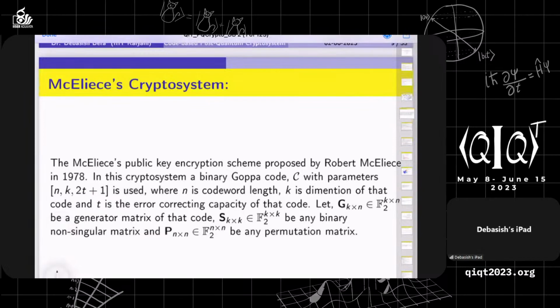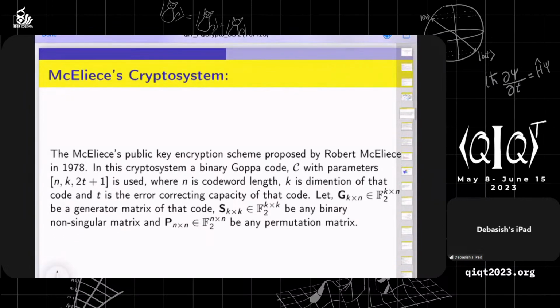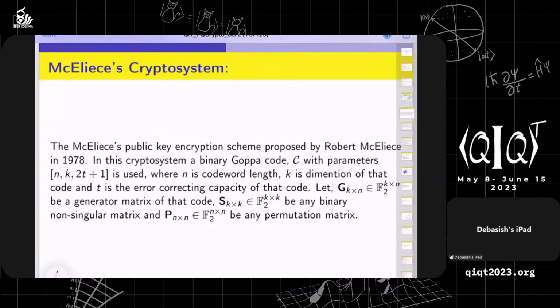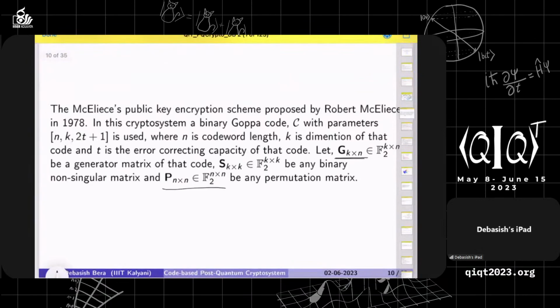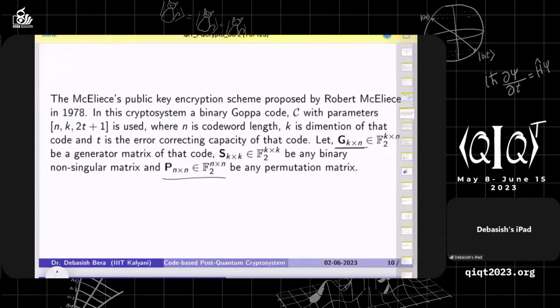The definition of G, S, and P: G is already told. Now, in the McEliece system, I am defining three matrices. G is my generator matrix, S is some binary non-singular matrix, and P is some permutation matrix. All are over GF(2); the elements of the matrices are in GF(2) for the sake of simplicity. McEliece used a specific code here, called the Goppa code, because the Goppa code construction is much more complex. So the G is complex.